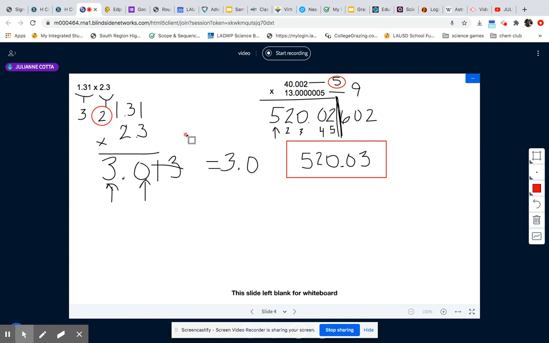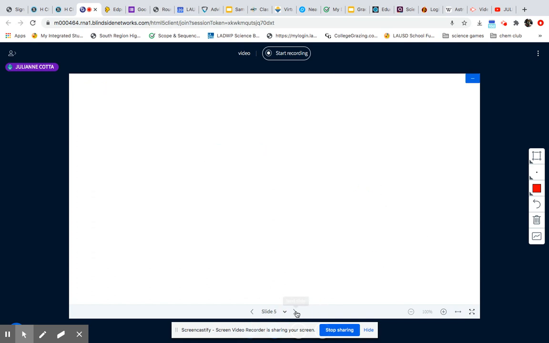And this is my final answer. There's my final answer. Okay. So that's how multiplication works. Division works the same way, but for the other operation, and it works differently, but the rules are still the same. So let's look at a division problem.